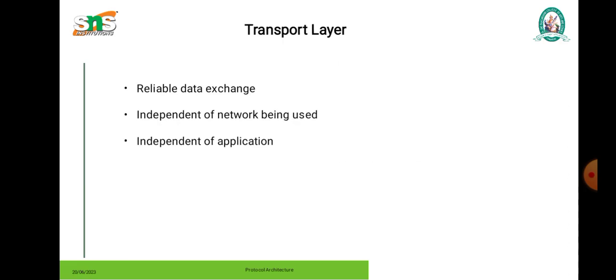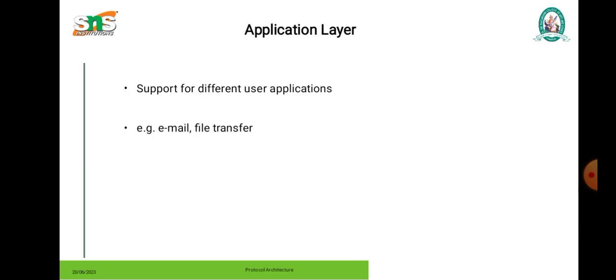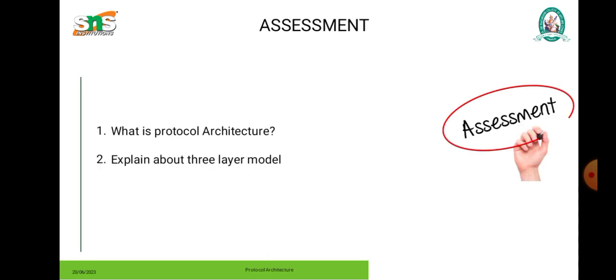Next is the transport layer. The transport layer provides reliable exchange of data and is independent of the network being used, and also independent of the applications. Next is the application layer, which contains the logic needed to support the various user applications, such as file transfer or electronic mail, each different type of application needing its own particular support.